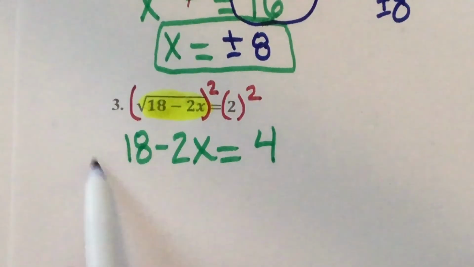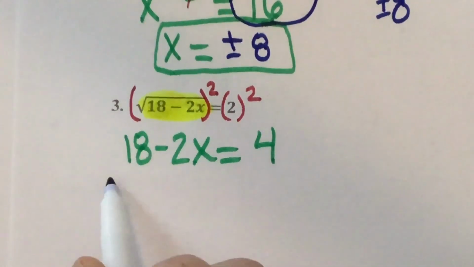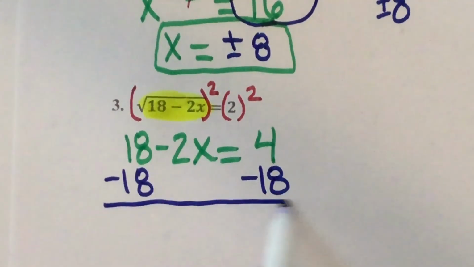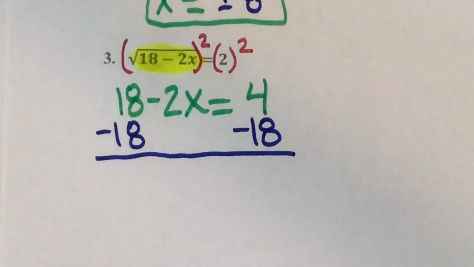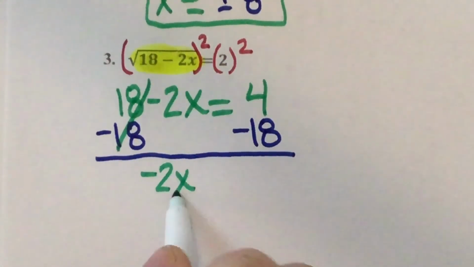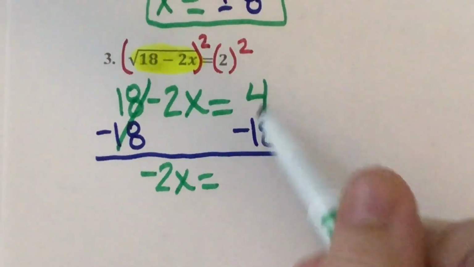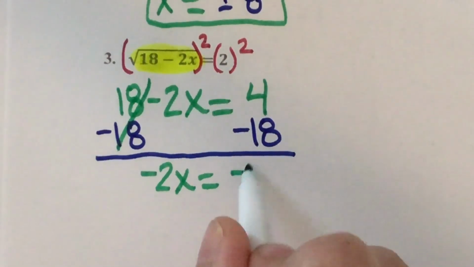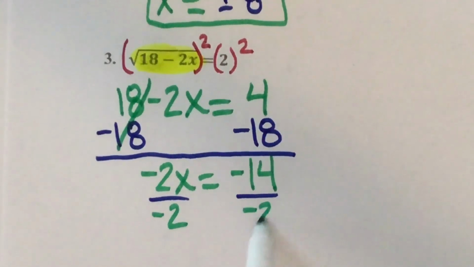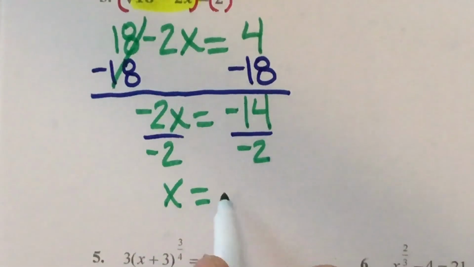So this is a positive 18, and I get rid of positive numbers by subtracting. So 18 minus 18 is 0, so that's gone. The negative 2x drops, and then what's 4 minus 18? Negative 14. And then to undo multiplication, I divide. So I'm going to divide both sides by negative 2, and the answer will be 7.